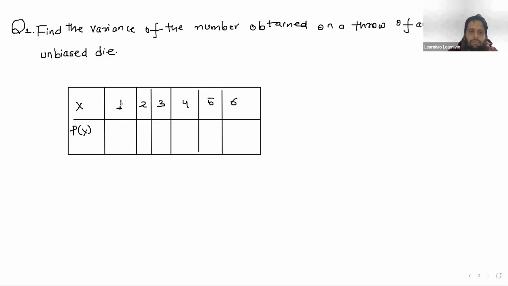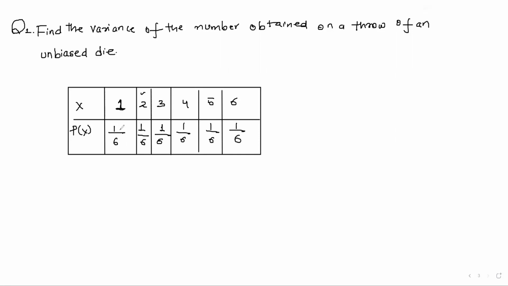What's the probability of getting 1? Nabil, what's the probability? 1 by 6. Next one. Probability of getting 2. Again 1 by 6. Again 1 by 6, and 1 by 6 for each of the rest. Yes, sir. Okay. We have to find the variance. What's the formula of variance?